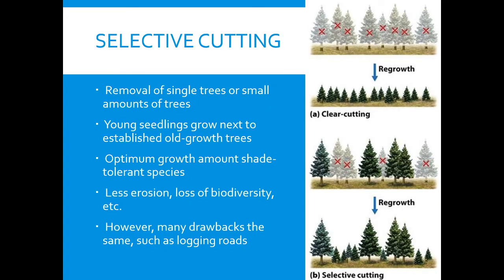Another method of cutting from a forest is selective cutting. So selective cutting is where you remove single trees or small amounts of trees. Typically, you allow the growth of small, young seedlings growing next to the old growth trees. Typically, the optimum growth amount is the shade-tolerant species because of the lack of sunlight to the smaller species. It does cause less erosion. There still is a loss of biodiversity, but there are a lot of drawbacks that are the same as normal clear cutting, like the roads that get in for the logging access.